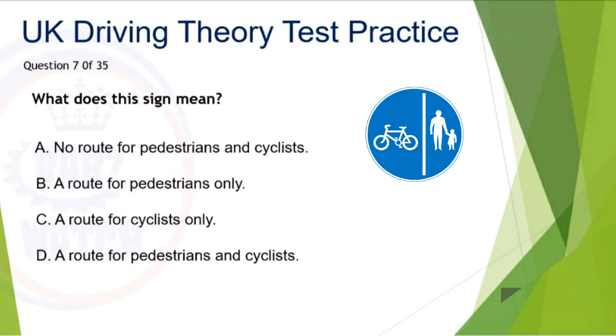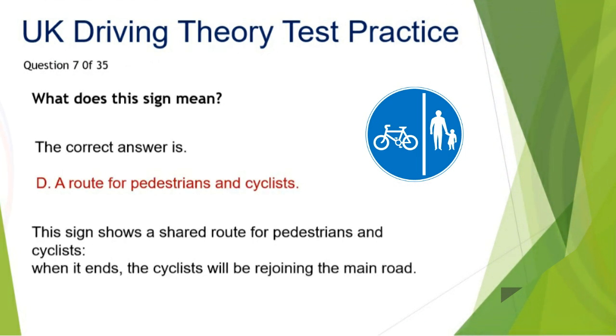Question 7 of 35. What does this sign mean? A. No route for pedestrians and cyclists. B. A route for pedestrians only. C. A route for cyclists only. D. A route for pedestrians and cyclists. The correct answer is D. This sign shows a shared route for pedestrians and cyclists. When it ends, the cyclists will be rejoining the main road.